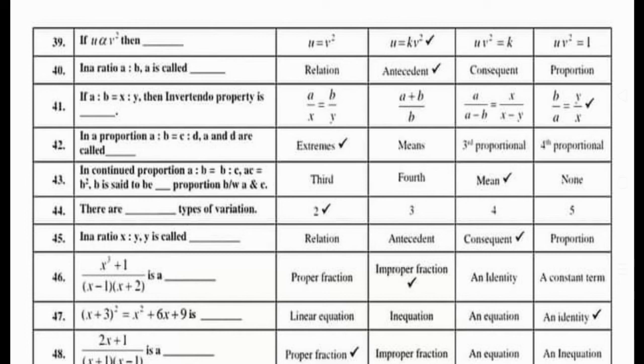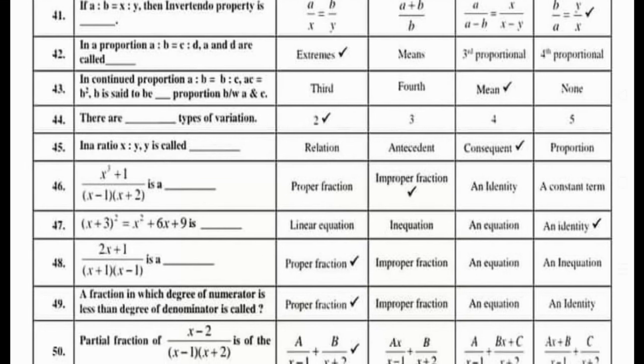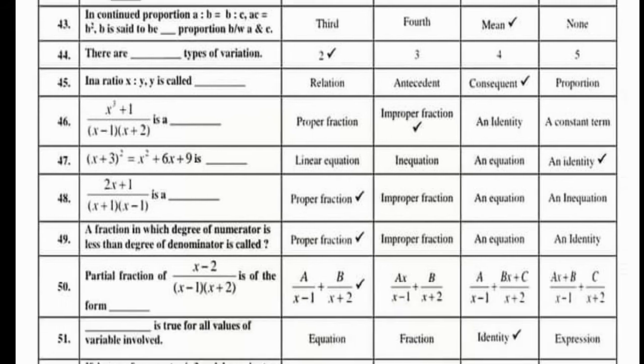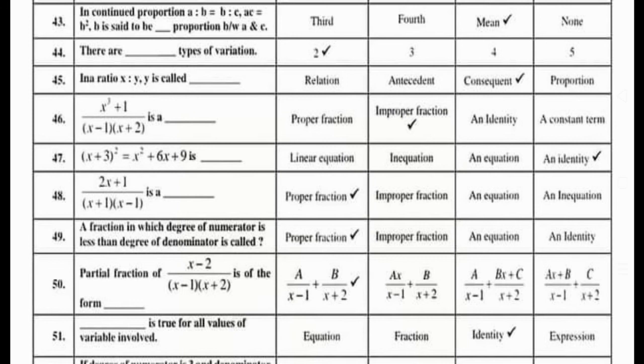There are two types of variation. In a ratio x:y, y is called consequent. (x cube plus y) divided by (x minus 1)(x plus 2) is an improper fraction. (x plus 3) whole square is equal to x square plus 6x plus 9 is an identity. (2x plus 1) divided by (x plus 1)(x minus 1) is a proper fraction. A fraction in which the degree of numerator is less than the degree of denominator is called a proper fraction.